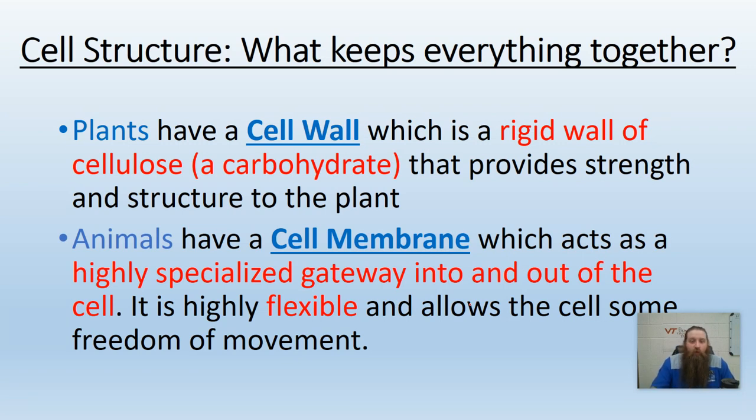Cell walls are made of cellulose. Now, remember from earlier in the year, you see the ending -ose, that's a carbohydrate, it's a sugar. And that's what gives the plant its structure. It helps it hold it up.